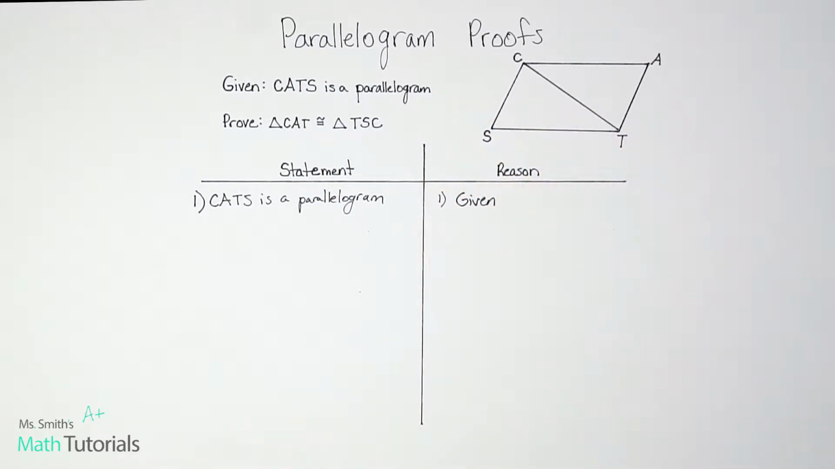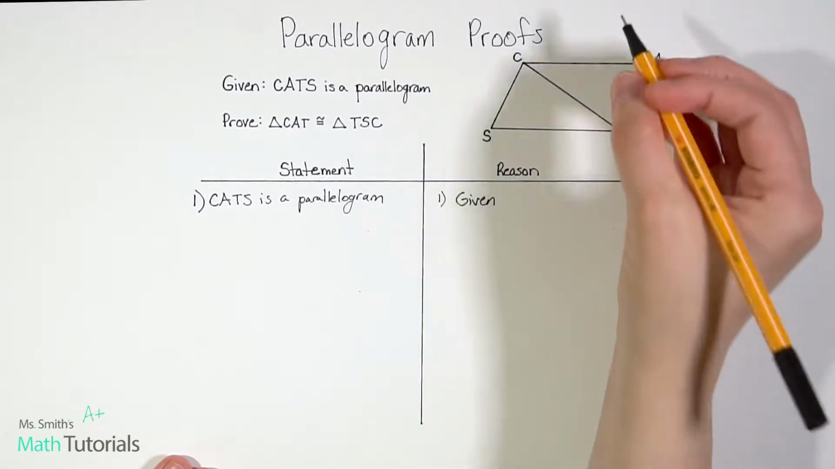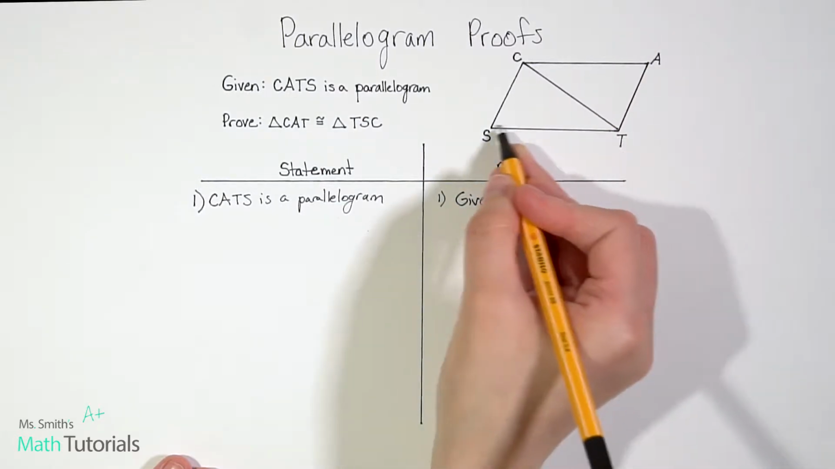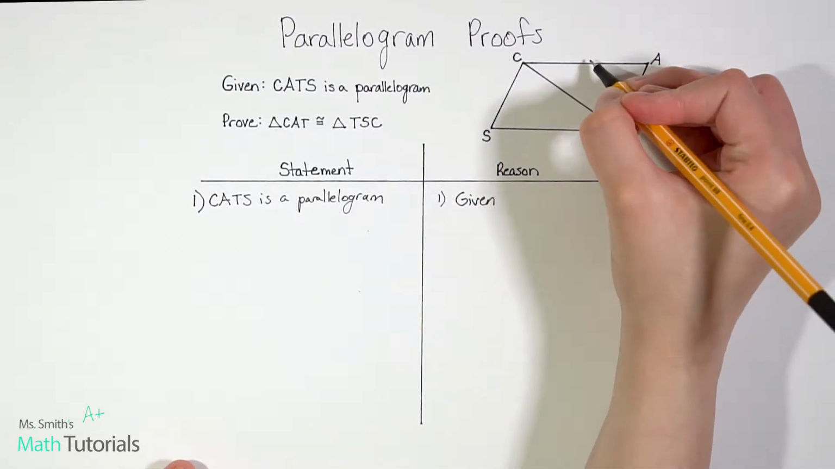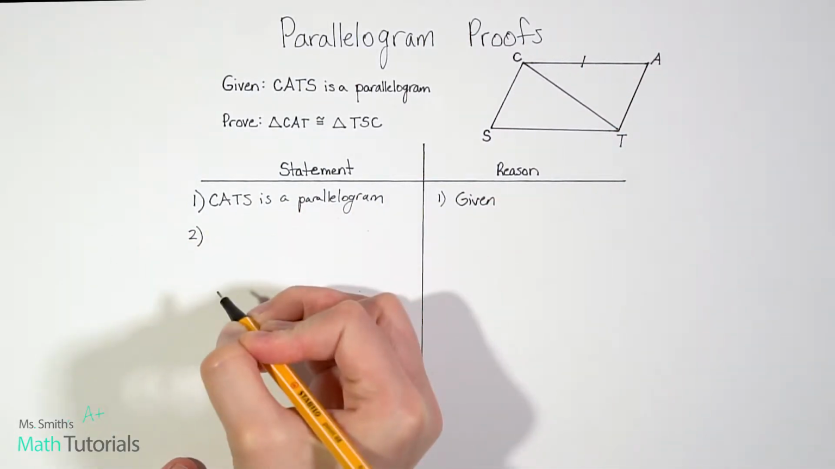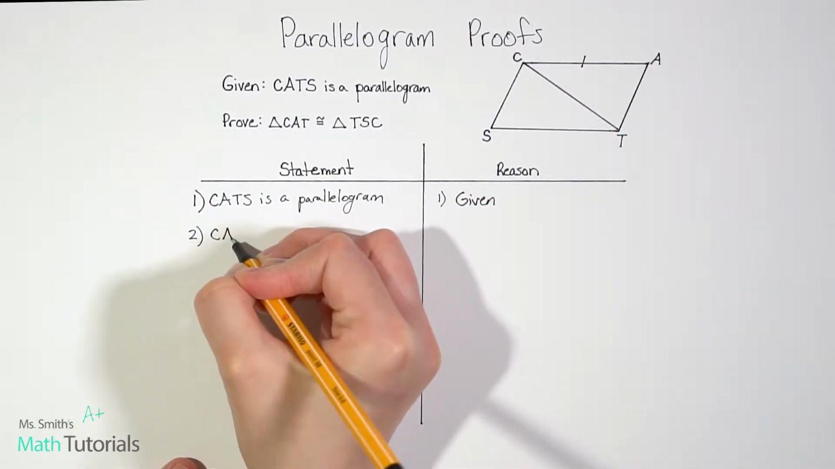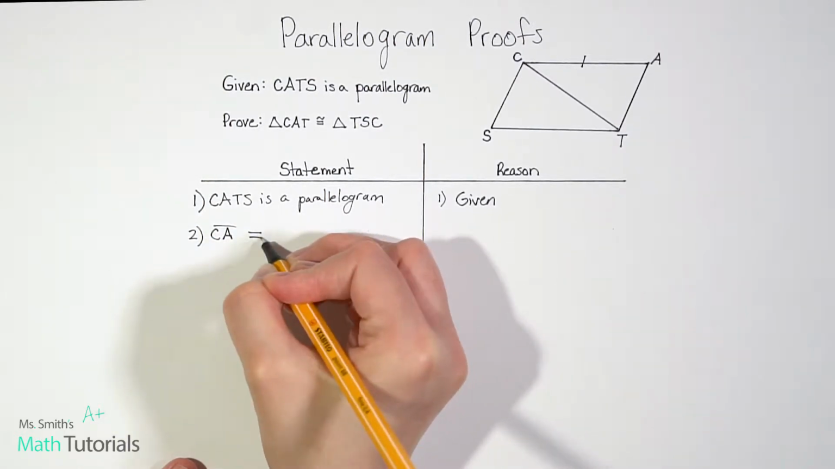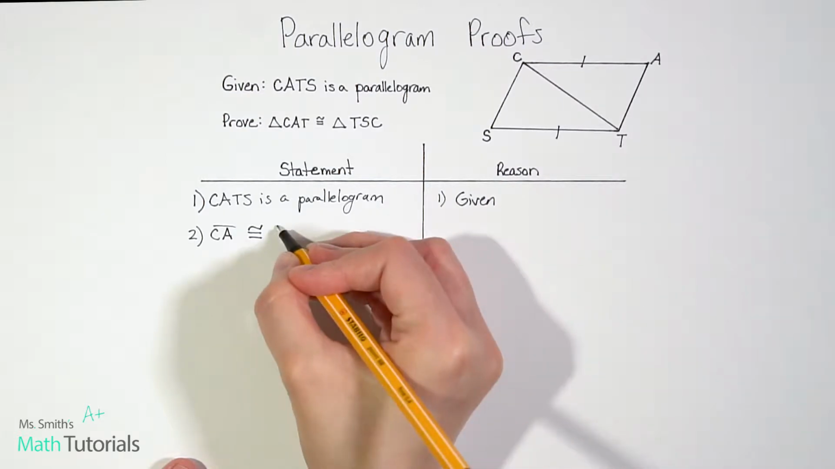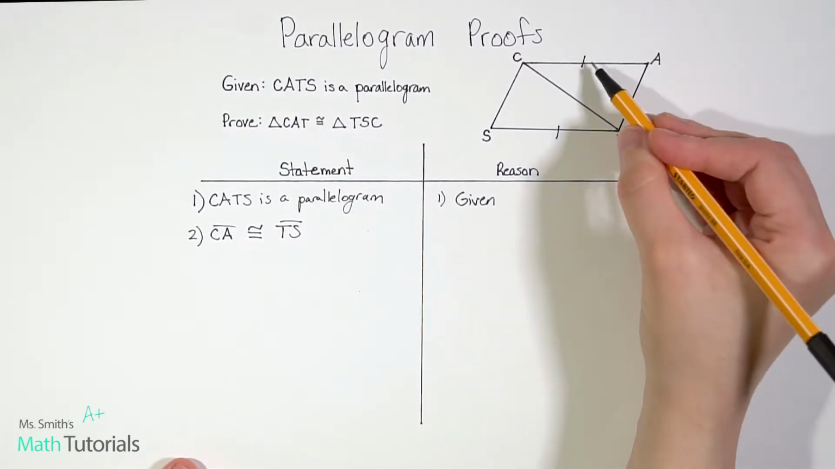have a congruent partner. Let's think about if CATS is a parallelogram, then going back to those parallelogram properties, I know that this side would have to be congruent to this side, right? That's one of the basic principles of a parallelogram. So I know that line CA is congruent to line TS, right? And notice I've now marked them.